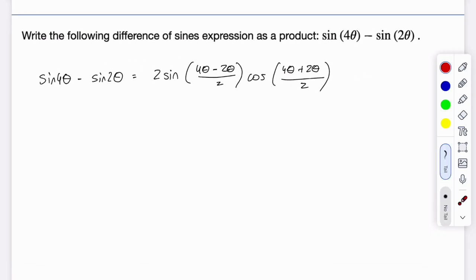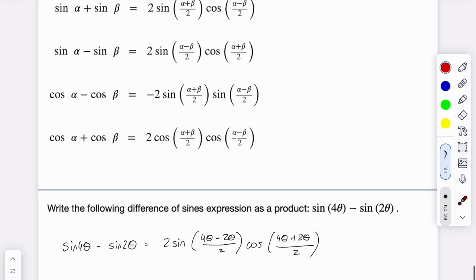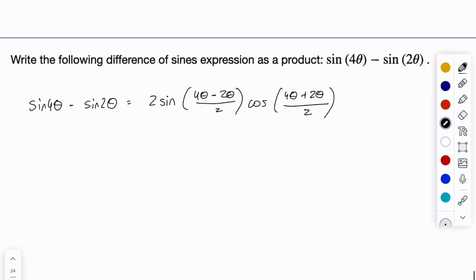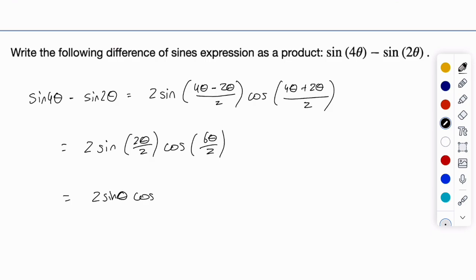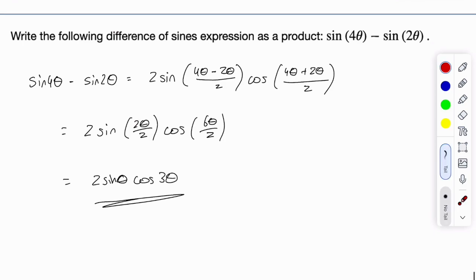Why is that the case? Because remember, sine alpha minus sine beta, we're equating here, okay? Just plug this in. So therefore, what we get is 2 sine of 2 theta over 2 times cosine of 6 theta over 2, which gives us 2 sine theta cos 3 theta. Okay, this is just a quick example.